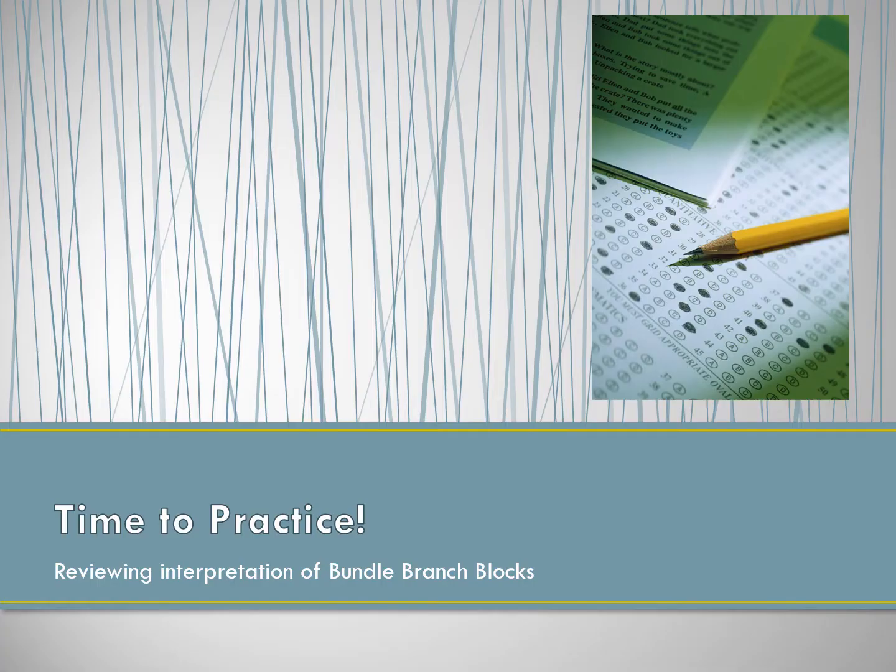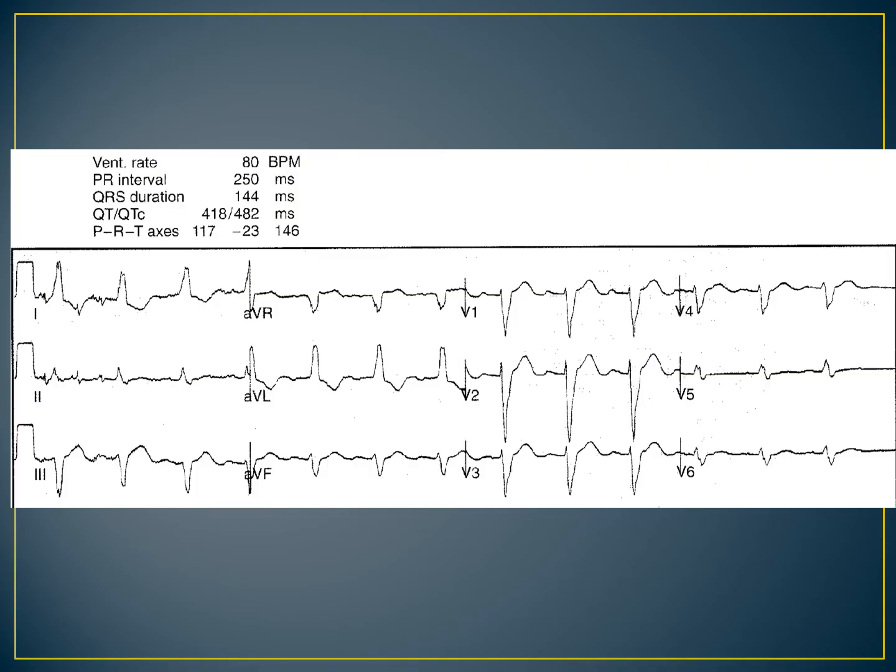I have a few printouts on the following slides that I included just to make sure you know how to find the bundle branch block. Okay, so at the top of this printout, find the QRS interval. Is it too wide? It is. It is actually 144 milliseconds or 0.14 seconds. So now where do we go?